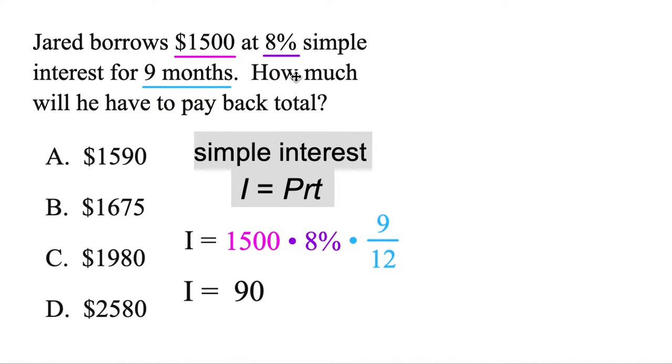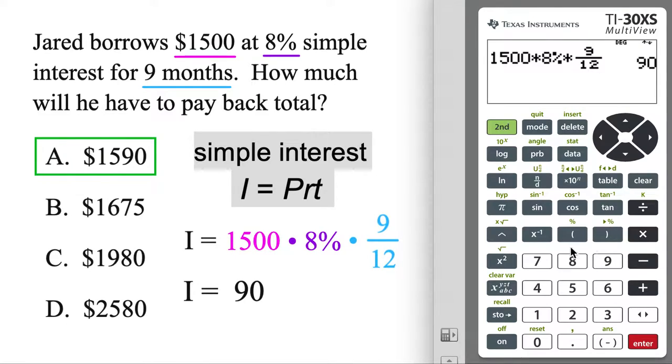But let's see, how much will we have to pay back total? This time we borrowed 1,500 and 90 was the interest. So we'll have to pay that on top of the original. We got to add that back into there. So 1,590 is the grand total. So not too bad once you get used to the formula and how to type it in here.